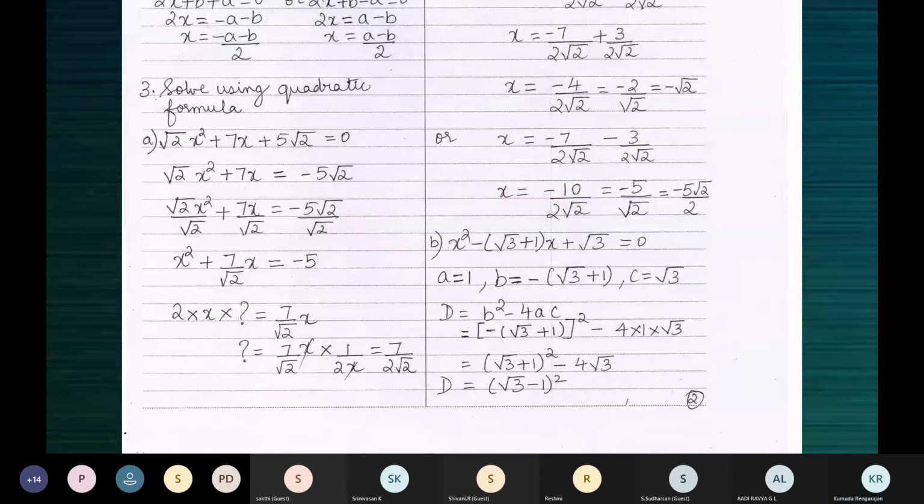Arnav, I'm sure you can hear me. So now we'll do that. Now let's expand this, children. Expand this, all of you. Root 3 plus 1 the whole square. Expand it. A plus B the whole square is equal to A square plus 2AB plus B square. Expand that.